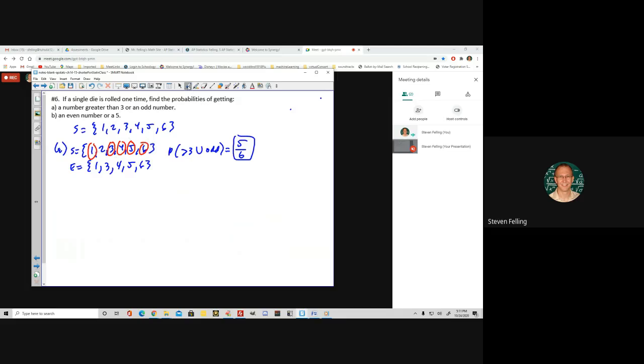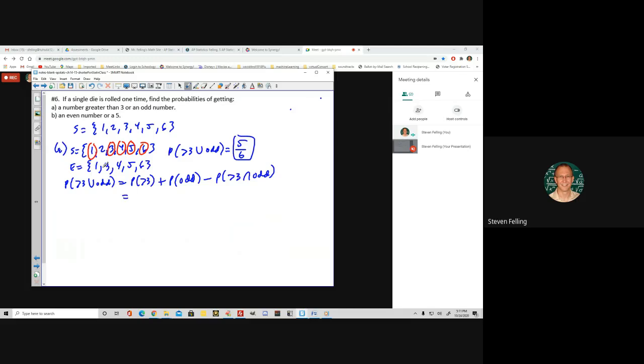Or you could use the and/or rules. You could say, all right, the probability that something's greater than 3 or odd is equal to the probability that something's greater than 3 plus the probability that something's odd. But then you'd have to subtract off any overlap, any numbers that are both greater than 3 and also odd.